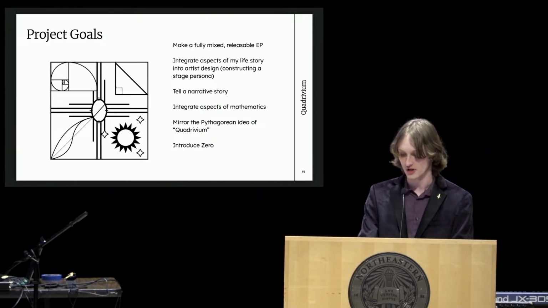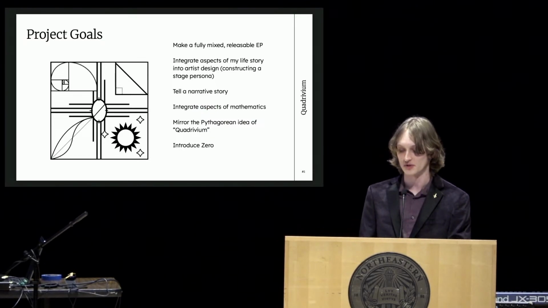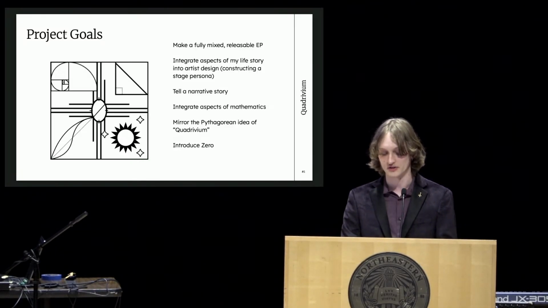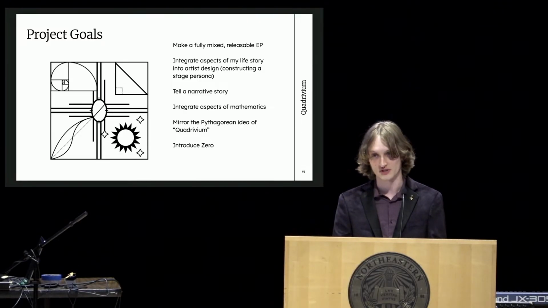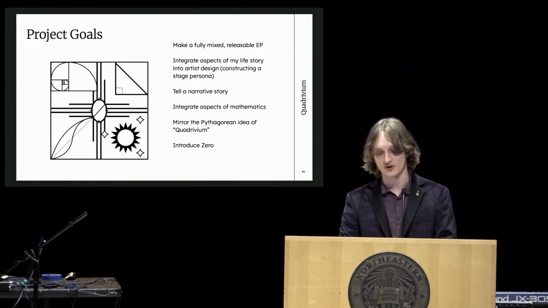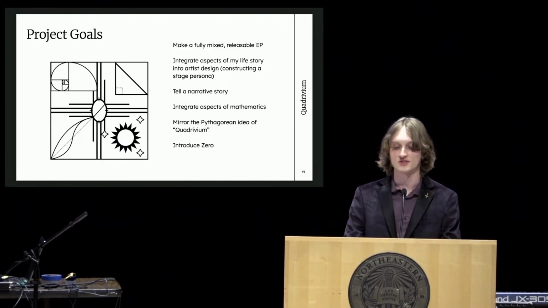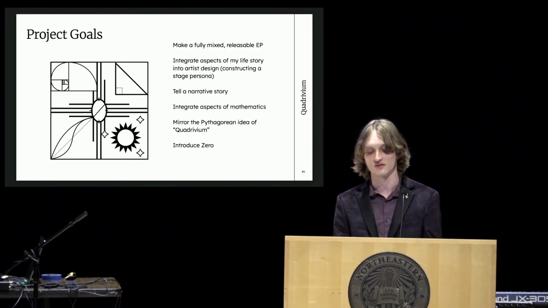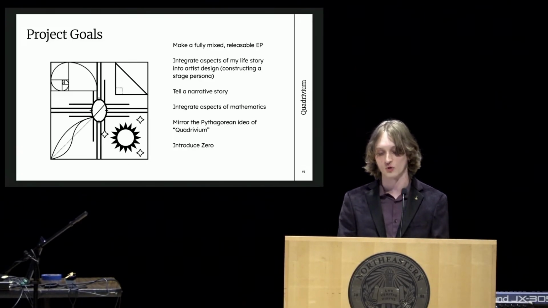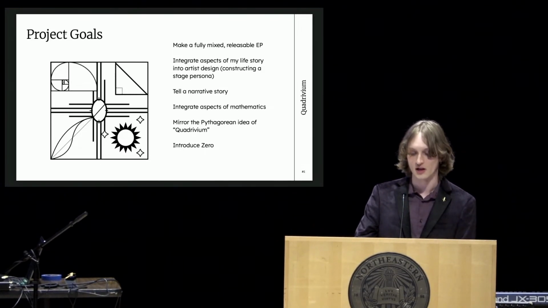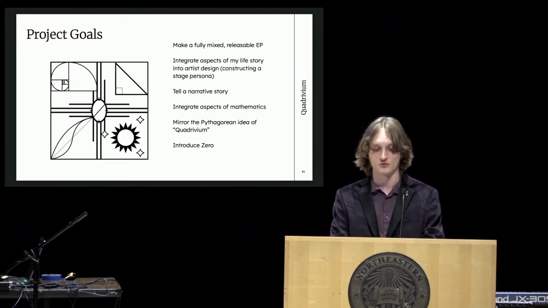So, project goals. I wanted to make a fully mixed, releasable EP. I had access to a studio a lot of the time this year, and I wanted to release some music after college ends, because I haven't released any music currently. And I wanted to integrate aspects of my life story into artist design, kind of constructing a stage persona, because that's where my musical background comes from. The goal was just to tell a narrative story that integrates specific aspects of mathematics in novel ways, mirroring the Pythagorean idea of quadrivium. And I wanted to introduce my artist persona, who is called Zero.